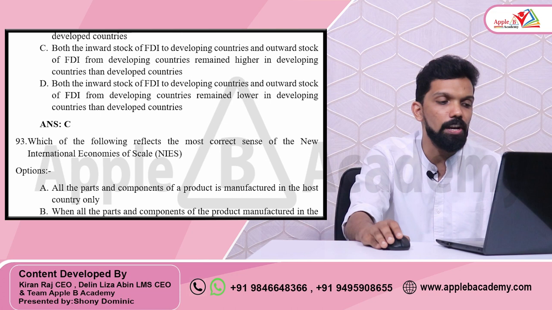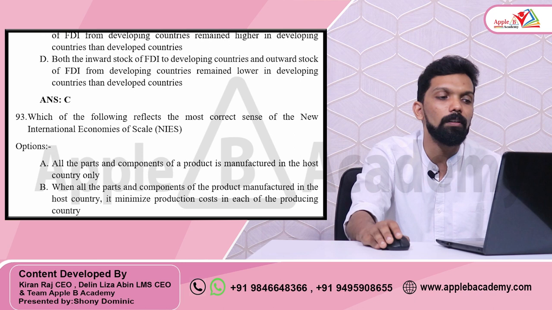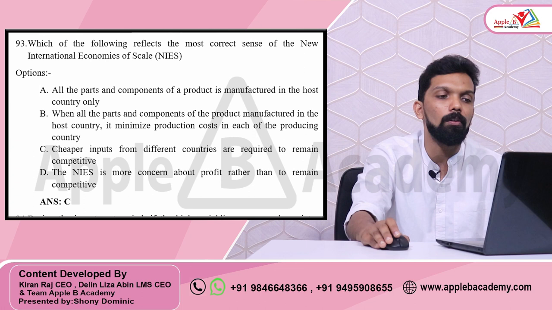Question number 93. Which of the following reflect the most correct sense of the new international economies of scale? Option A. All the parts and components of the product are manufactured in the host country only. Option B. When all the parts and components of the product are manufactured in the host country, it minimizes production cost in each of the producing countries.